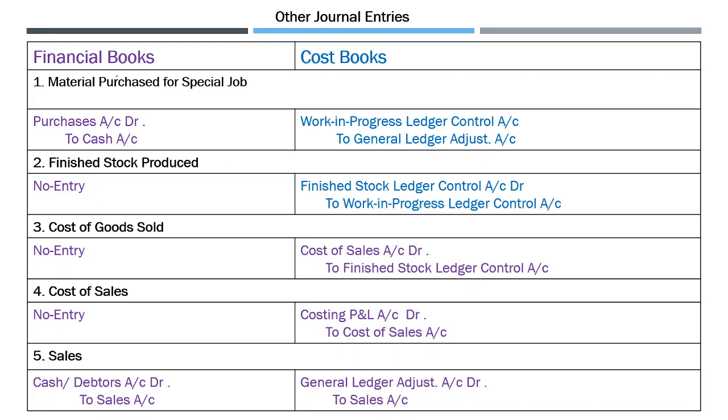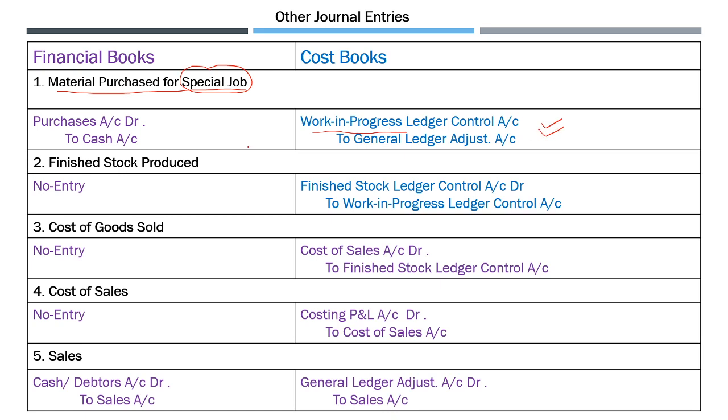So our next entry or transaction is material purchased for special job. Here the material is not transferred to the stored ledger control account because it is used for special purpose. So here the material is directly transferred to the production department when we purchase material for a special job, and in place of production department we use WIP ledger control account. So our entry in the cost books is WIP ledger control account, debit to general ledger adjustment account.